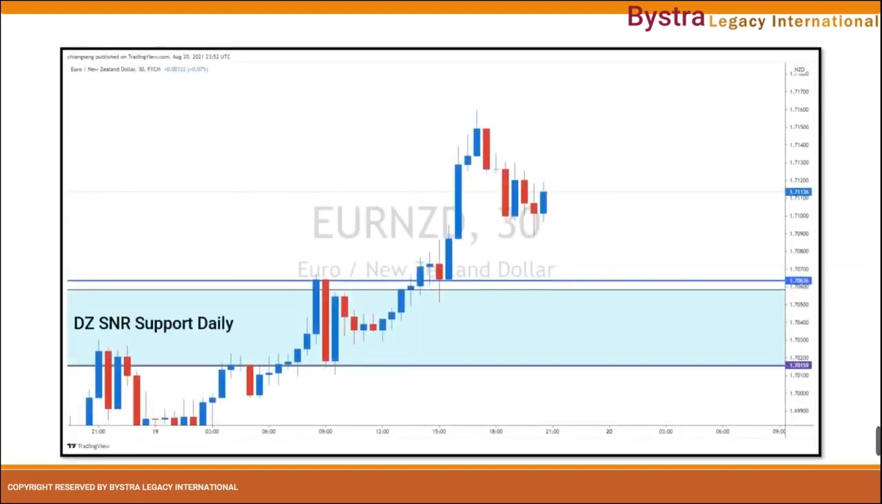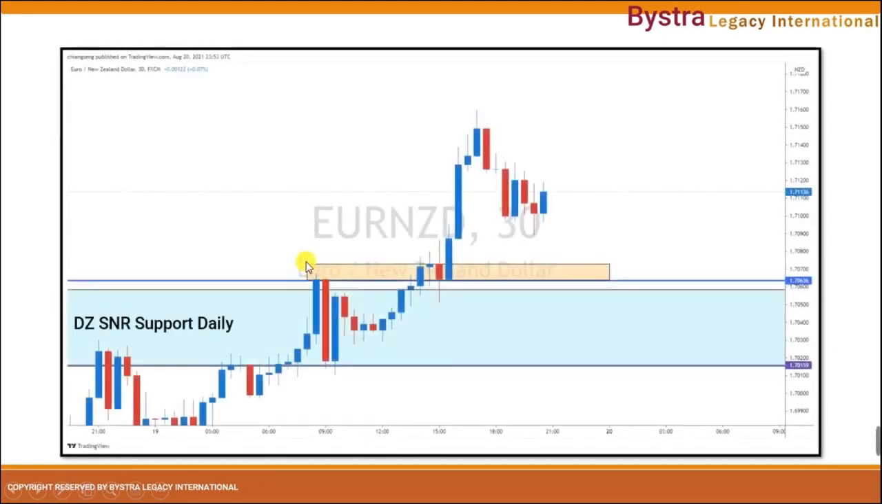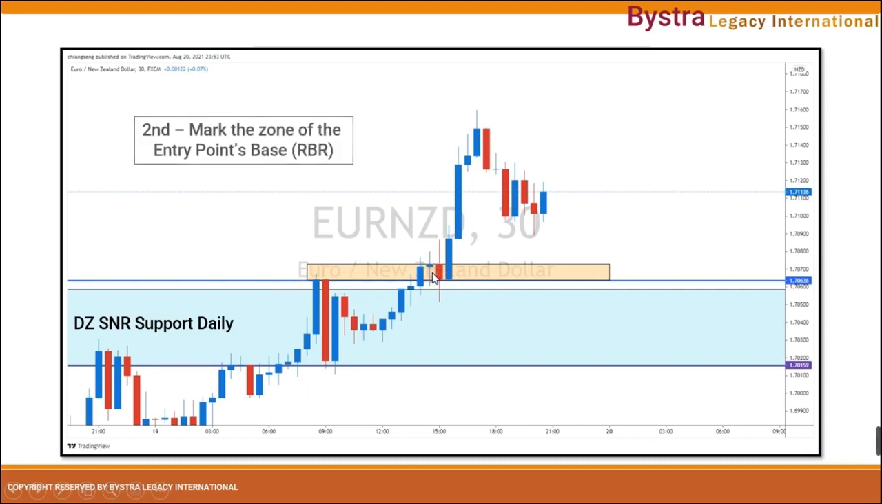SNRC1 setup. So what should we do now is to mark the horizontal line at the capital letter A. Okay, capital letter A. So this will be our resistance. Next, we need to draw the zone. How to draw the zone is the Rayleigh base Rayleigh. Okay, this base Rayleigh base. We draw the base. Okay, this is our entry base Rayleigh.